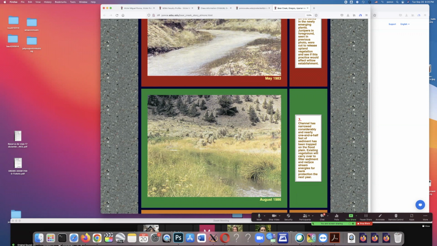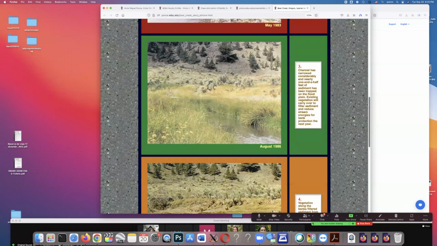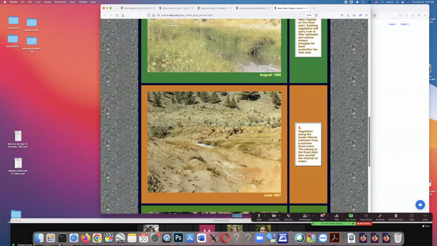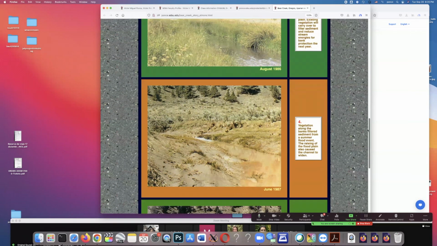Existing vegetation will carry over to filter sediment and reduce stream energies for bank protection. So the water is coming out a little clearer because it is being filtered by the sediment. Number 4, vegetation along the banks filters sediment from a summer flood event. The raising of the floodplain also caused the channel to widen over here. It must be over here during the summer flood.